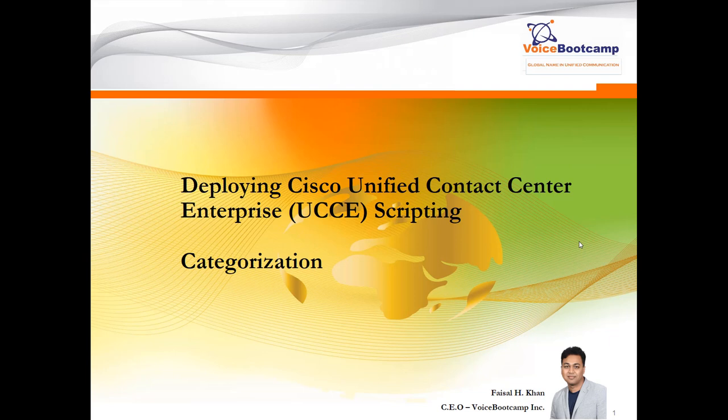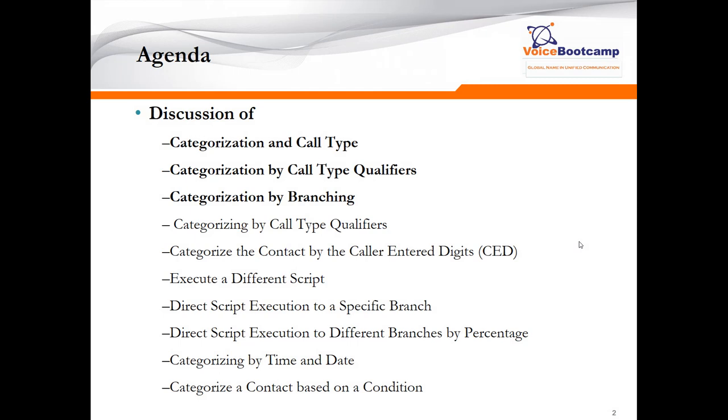In this chapter, we're going to talk about categorization of call. How do we categorize call based on different conditions? We're going to look at how to categorize call based on call type, use the call type qualifier, categorizing by branching, caller enter digit, execute different script, execution to a specific branch, by percentage, date and time, and based on condition.